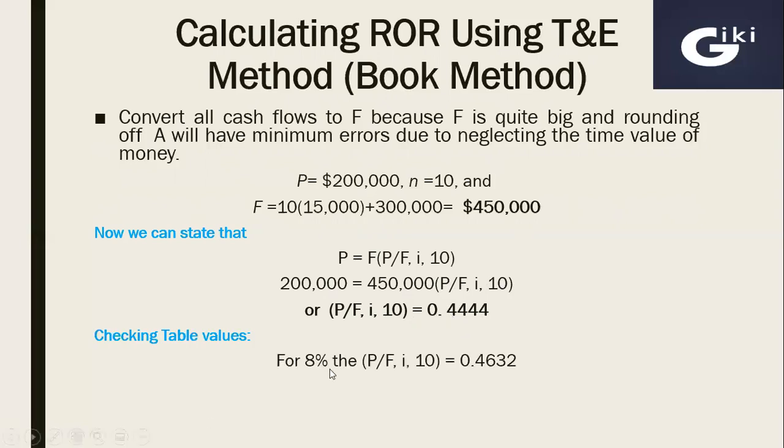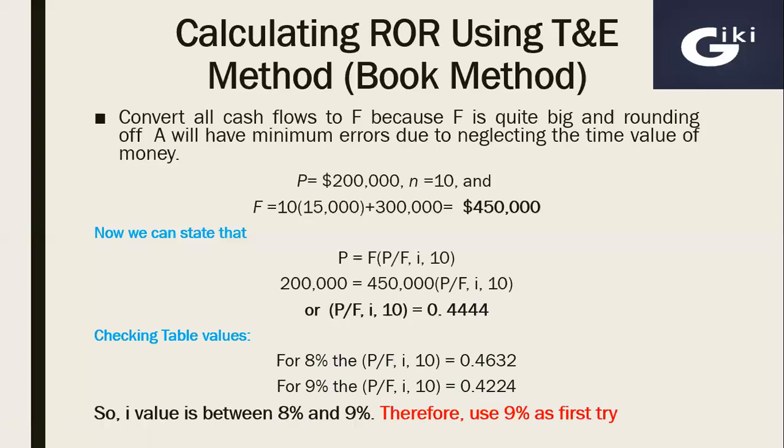Now if we see P over F factor for 8% and 10 years, the value will be 0.4632, which is higher than this value. Now, if we increase the rate of interest, let's say 9%, P over F factor for 9% and 10 years, the factor value will be 0.4224, which is less than this value. So now we have two estimated rates of interest, 8% and 9%. So the actual rate of interest is somewhere between 8% and 9%. So we can use these interest rates to calculate rate of return.